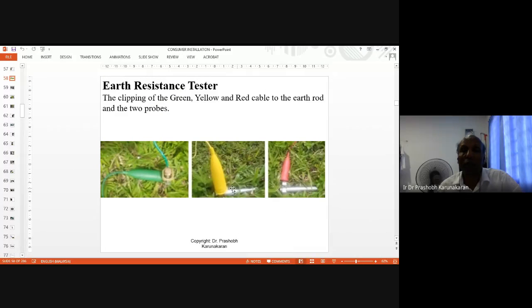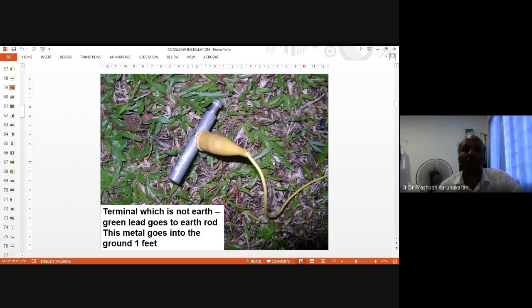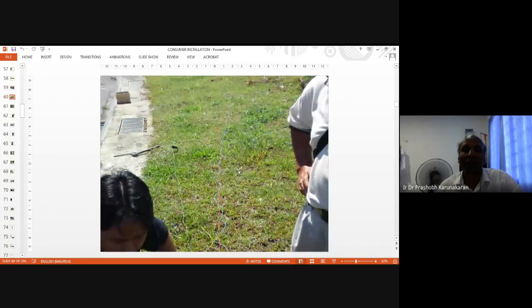The yellow and red, you must pull until you cannot pull anymore, because the factory already measured the length of the wire. It must be that specific length. But the green, no need to pull. The green just clips to your earth rod. This is your earth rod. That's how you measure your earth resistance. This one is wrong. It should be at the end there. So that's how you see it.